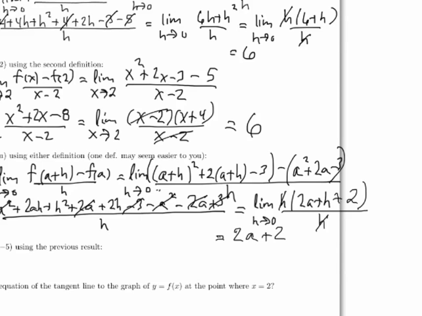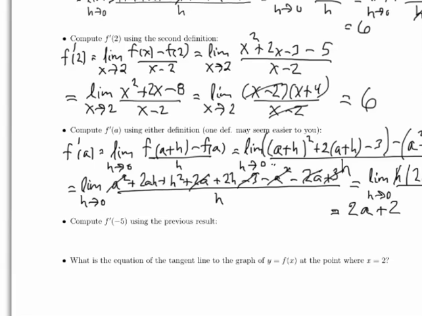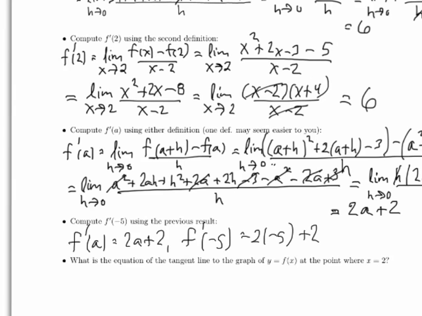Now notice here if I made a equals 2 as we did in the first problem, I'd have 2 times 2 plus 2 is 6. So this result is in good agreement with the previous answers. The advantage to this result is that if I want to calculate the slope at some other value, I can just do that by changing the value of a. So f prime at a is equal to 2a plus 2. Therefore, f prime at minus 5 is 2 times minus 5 plus 2, which is negative 8.